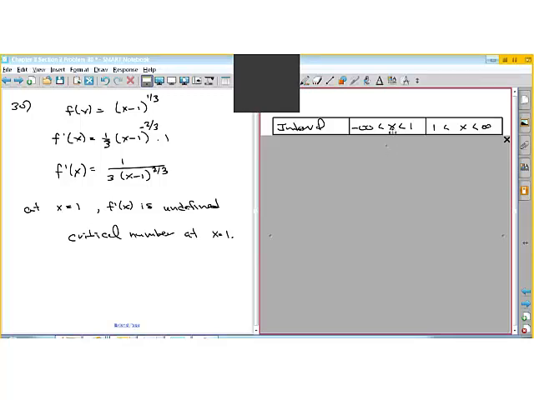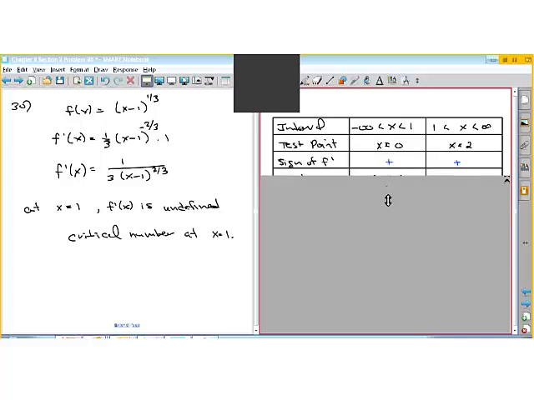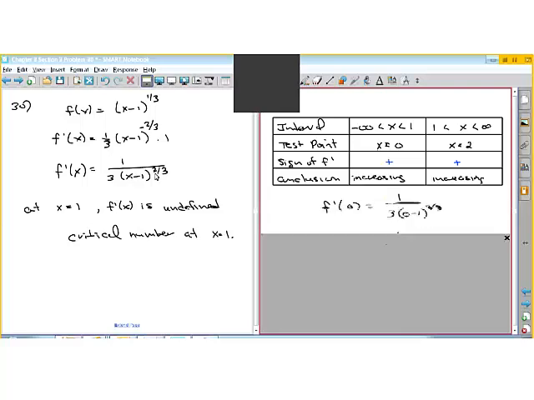Now we pick test values. So I'm going to pick 0 here because that's always the one to choose if I can choose it. And here I'm going to pick 2, which is the smallest whole number greater than 1. So those are my test points. And then I'm going to plug those into here. See what I get. So f prime of 0, you put 0 in, you'll get negative 1 to the 2/3, which is positive 1. So this becomes positive 1.